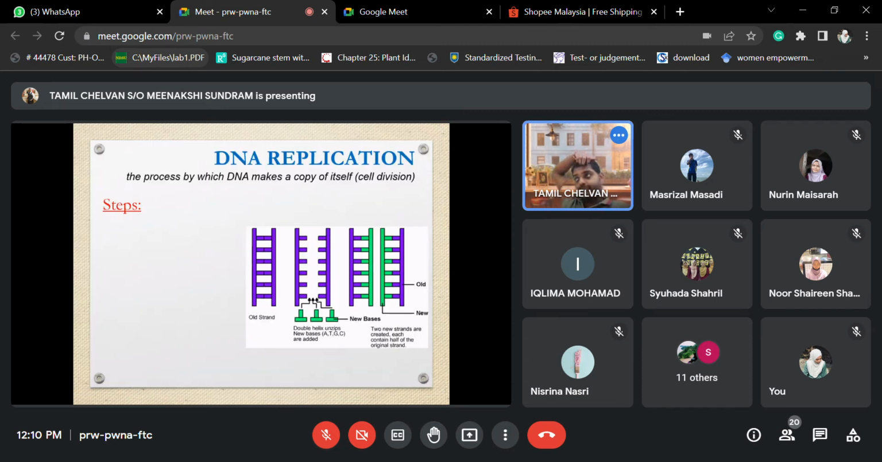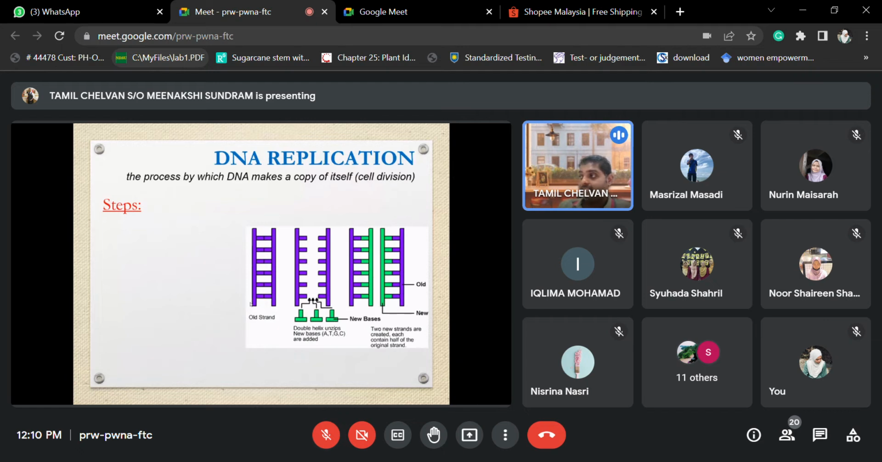Okay. DNA replicate. How do they produce? Kita pernah belajar kan meiosis, mitosis and so on kan. How do a cell replicate? How do a cell make it a lot? Okay. The process by which DNA make a copy of itself is called a cell division kan.